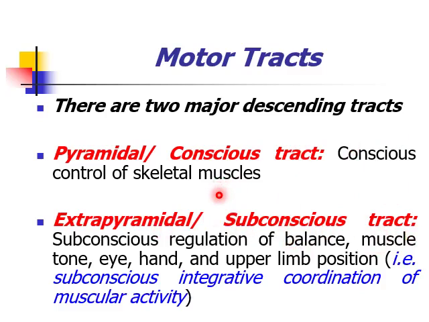So one of them gives us control upon the skeletal muscles we use in our movements, in our talking, in our chewing, deglutition. And another part of the system regulates the muscle tone, the balance, the eye, hand, and limb positions during these movements. It gives us a subconscious integrative coordination of muscular activity.